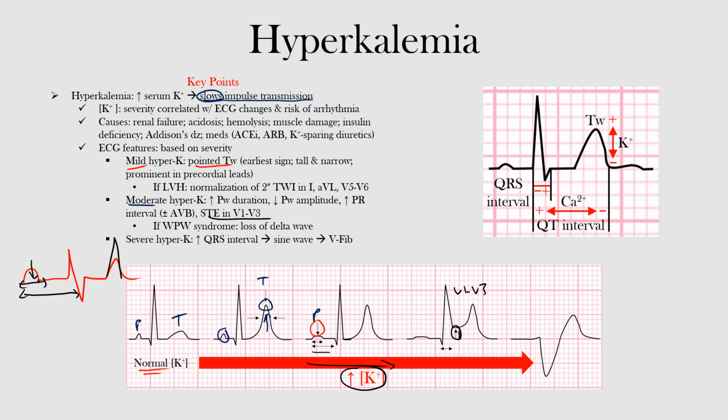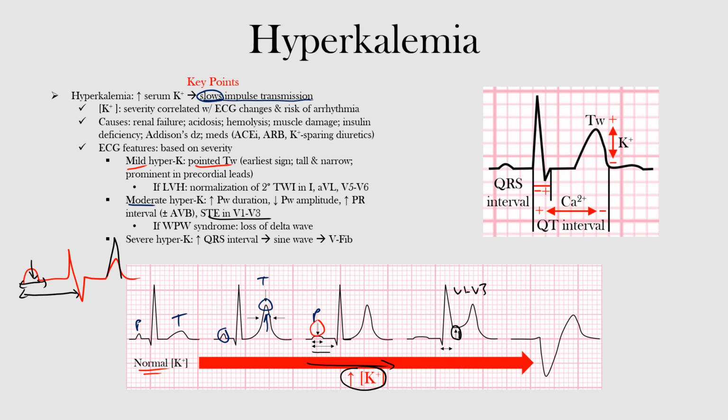So, an increase in the P wave duration, a decrease in the P wave amplitude, an increase in the PR interval with or without AV block, and then these ST elevation changes in the right precordial leads V1 through V3. Remember, with WPW syndrome, you can sometimes see a loss of that delta wave because we have impulse transmission that's slowing throughout the heart.